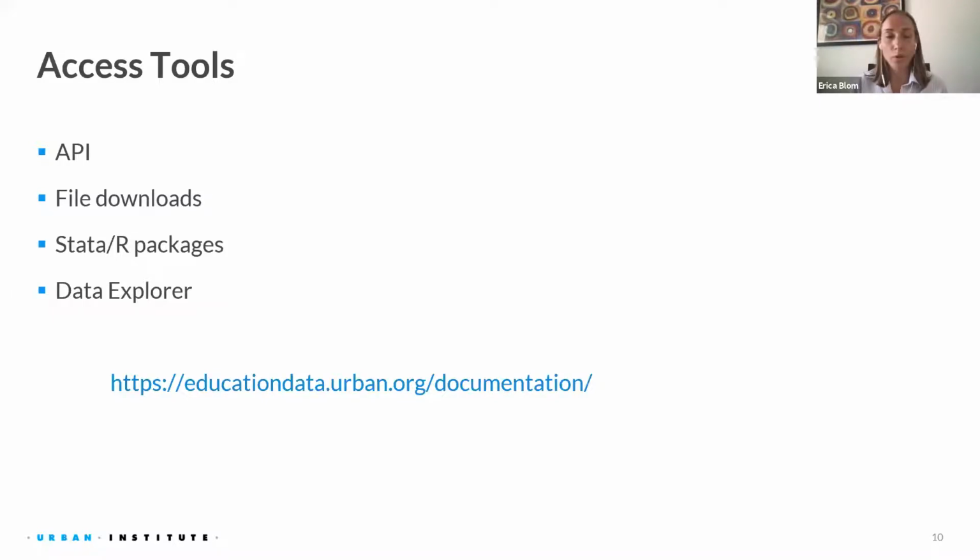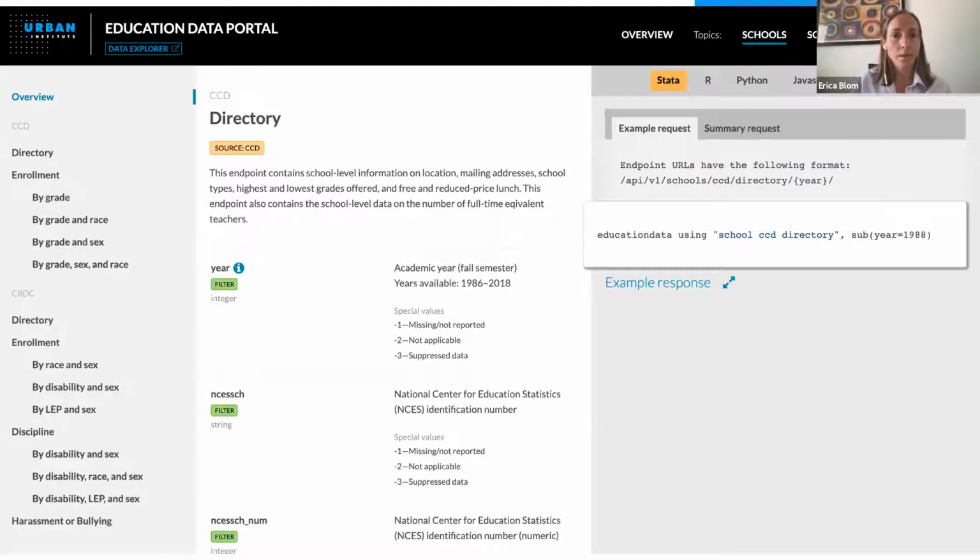If you want to follow along, you can navigate to educationdata.urban.org/documentation. And I think that link has also been shared in the chat. So this is the documentation site. You can see on the top right corner, it's divided into schools, school districts, and colleges. We're right now on the schools page. On the left-hand side here, you'll see what we call endpoints. So these are the different, you can think of them as data sets or sub-data sets organized by data source. So you can see here we have directory, enrollment, discipline, harassment, bullying, etc.